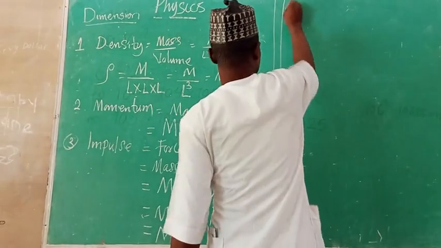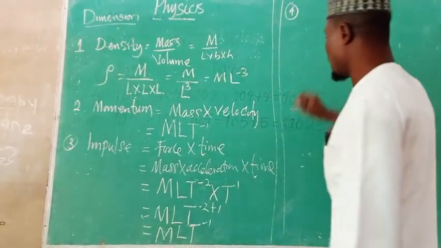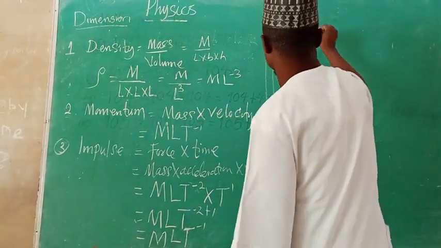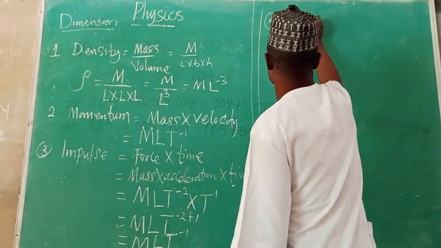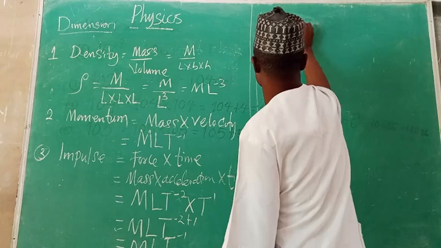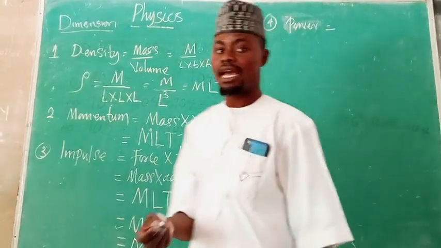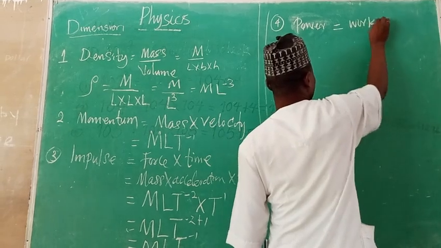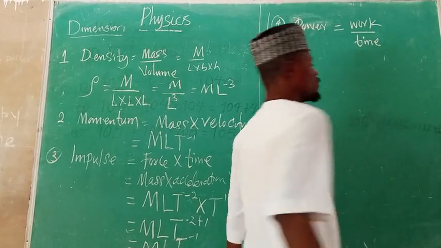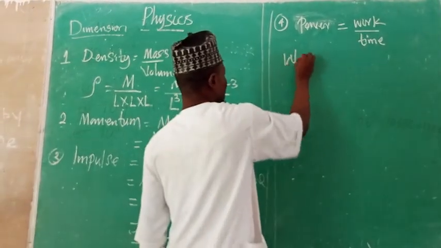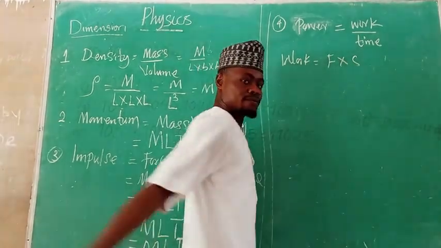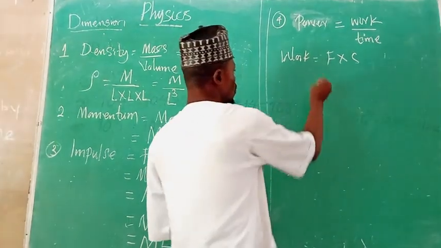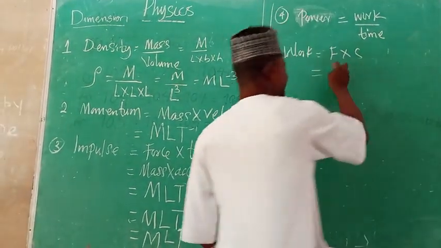Then number 4, we have work. I talked about work in my previous video. Let's say power. Power can be expressed in terms of energy and can also be expressed in terms of work. Power is work over time. And we know that work is equal to force times distance. Which means I have to find the dimension for work first, which will allow me to find the dimension for power. So force is mass times acceleration.